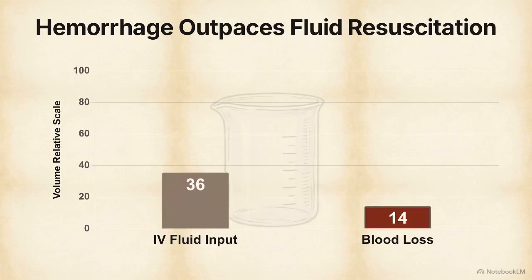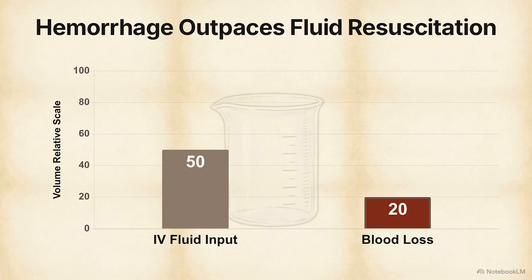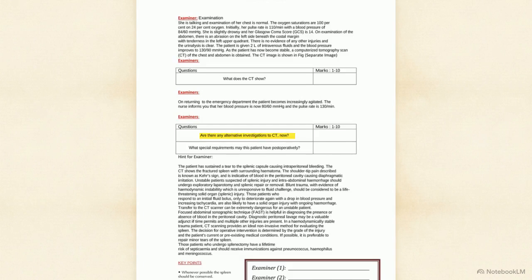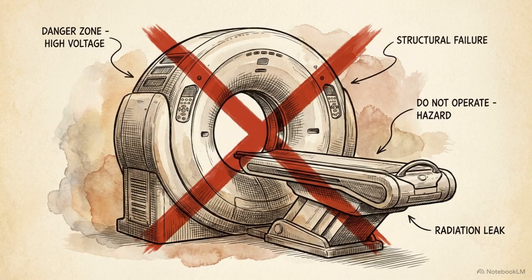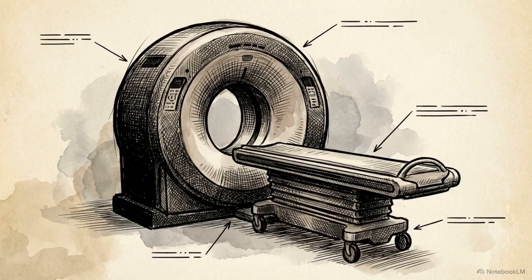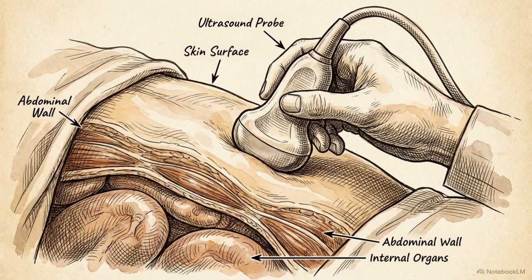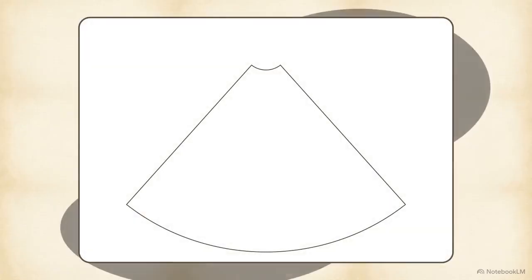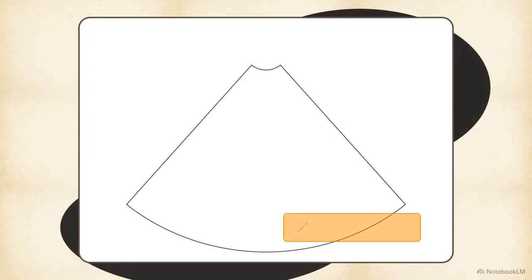The examiner sets a trap, asking, "Are there any alternative investigations to CT now?" Attempting to send a deteriorating, unstable patient back to the CT scanner is a fatal exam error. The CT suite is physically isolated and lacks immediate surgical resuscitation capabilities. For a crashing trauma patient, it is widely known as the scanner of death. At this stage, the only acceptable bedside diagnostic adjuncts are FAST, focused abdominal sonographic technique, or a diagnostic peritoneal lavage. The FAST exam rapidly confirms the presence or absence of free blood in the peritoneal cavity, and crucially, it is done without ever leaving the resuscitation bay.